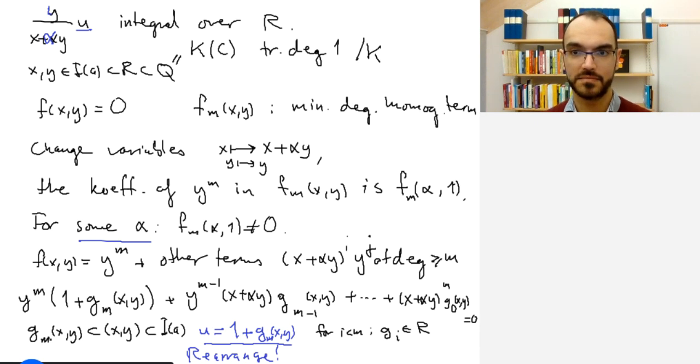And at the end, it was a bit technical, but the point is I rearrange terms and then I get my result. So this shows that a normal curve is indeed smooth, because if it is not smooth, then I can find such an element that is not in R, but that is integral over R. So R is not normal.